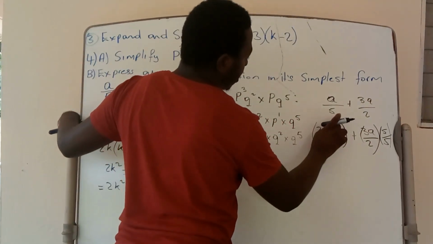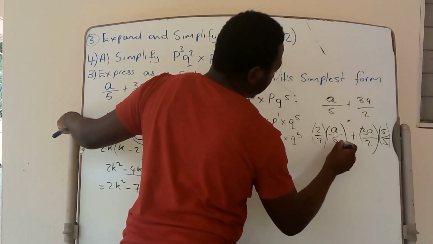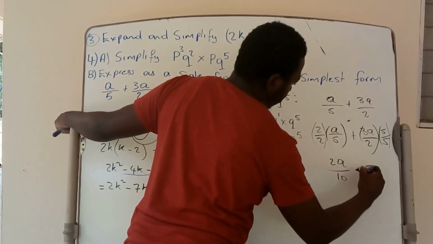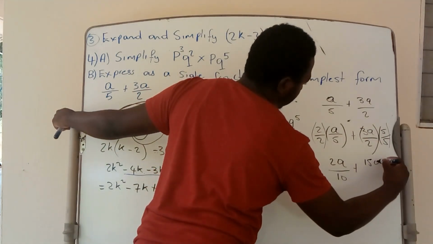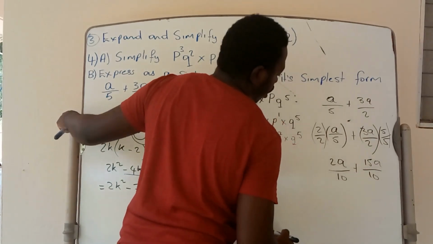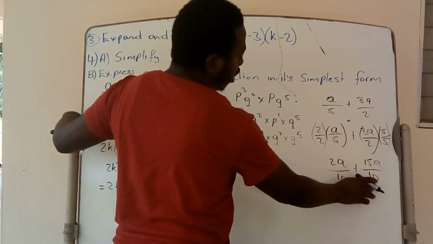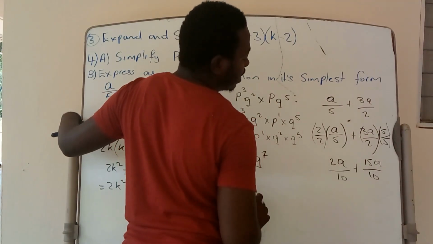Now 2 times a gives me 2a. 2 times 5 gives me 10. Plus 3a times 5, that gives me 15a. 2 times 5, that gives me 10. Now my denominators are the same. Here note that my denominator is 10 and here my denominator is 10.